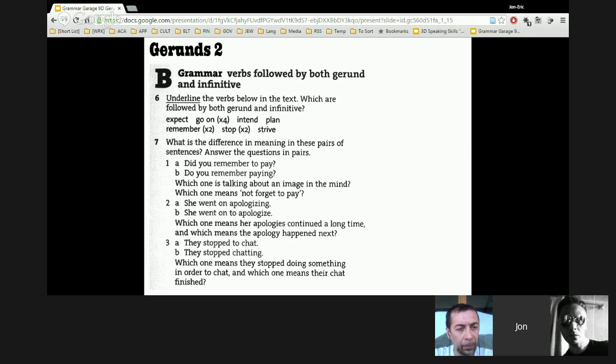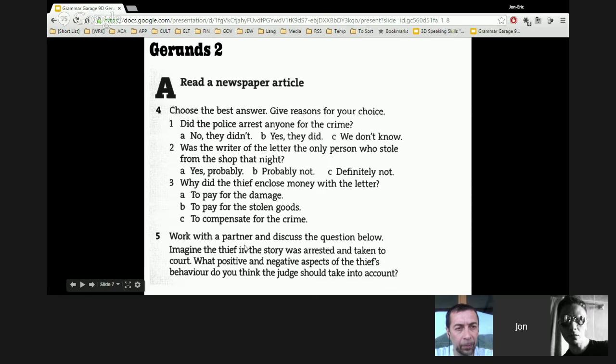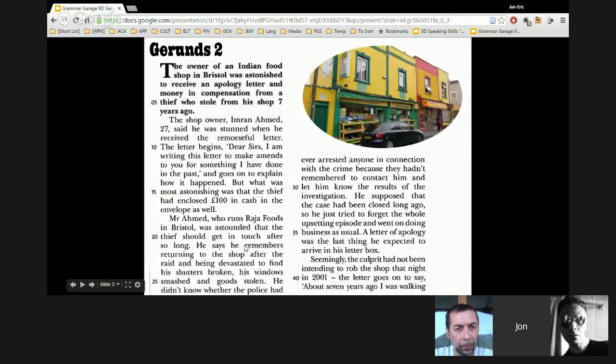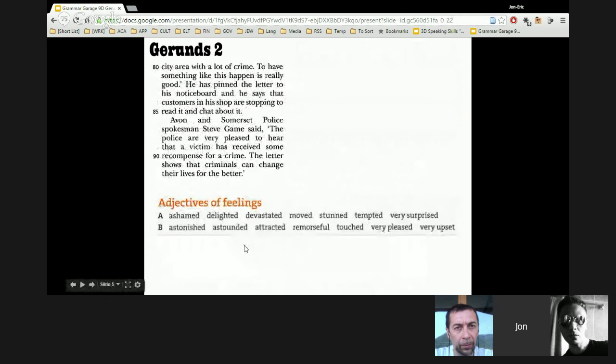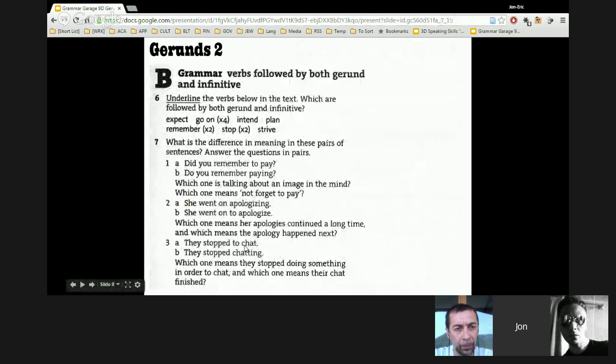Okay, so here's what you're going to do. You've got to go back to slides 3 and 4. Well, actually, it's 3, 4, and the beginning of 5. It's the easiest way to do it. Then you're going to see if you can find the examples and categorize them: which verbs are followed by both the gerund and the infinitive, and which verbs are followed by either gerund or infinitive, but not both. That's your task.